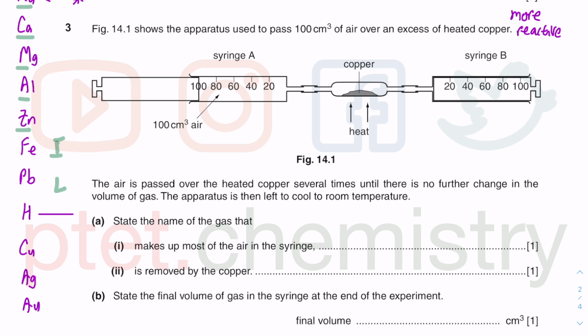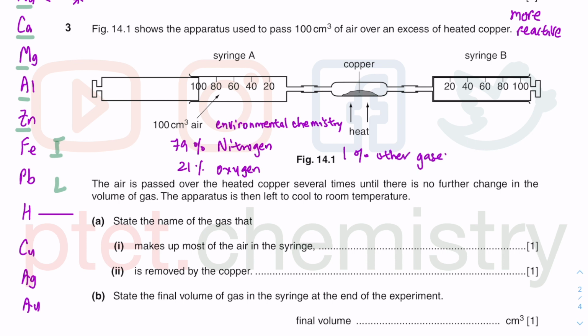In question number 3, we have 100 cm³ of air as part of environmental chemistry. As part of the environmental chemistry of the air, we know that clean dry air has around 79% nitrogen and around 21% oxygen. We also know we have 1% of other gases, and these are all stated in the syllabus as well as the lecture tutorials on environmental chemistry of the air. This is carbon dioxide as well as some noble gases, such as neon and argon.